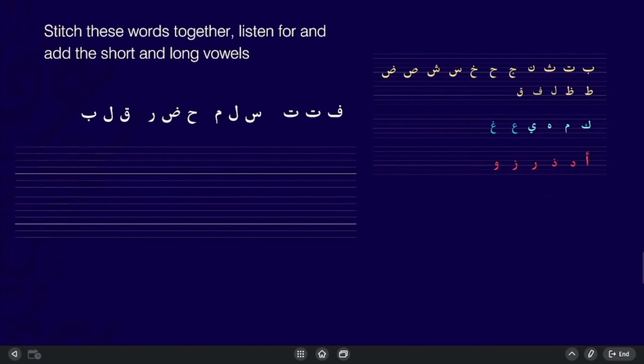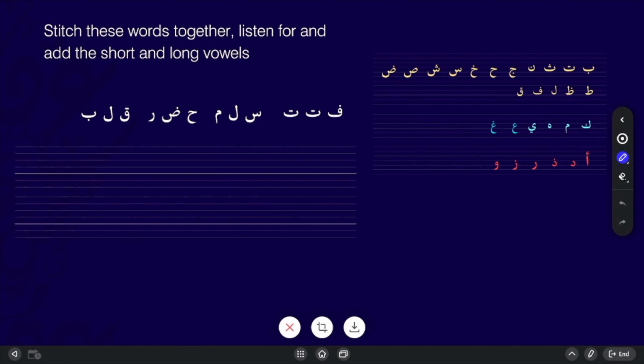Now let's practice. Again, we have a number of words that we are going to connect. So that's task number one. And we're going to listen to how they're pronounced to be able to correctly place the short and long vowels. Okay, ready? So, listen carefully.